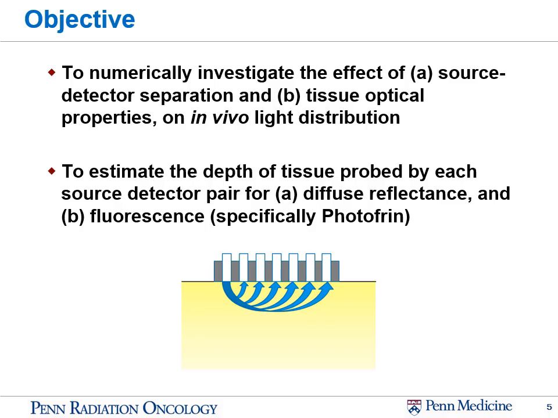For example, from which depths the measured fluorescence is coming from, and is the sampling depth changing with the choice of source detector separation. To understand and to help answer all these questions, a numerical investigation using Monte Carlo simulation was performed to specifically look into the effect of source detector separation and tissue optical properties on light propagation in tissue. We also attempted to estimate the depths of tissue probed by each source detector pair for both diffuse reflectance and fluorescence spectroscopy.